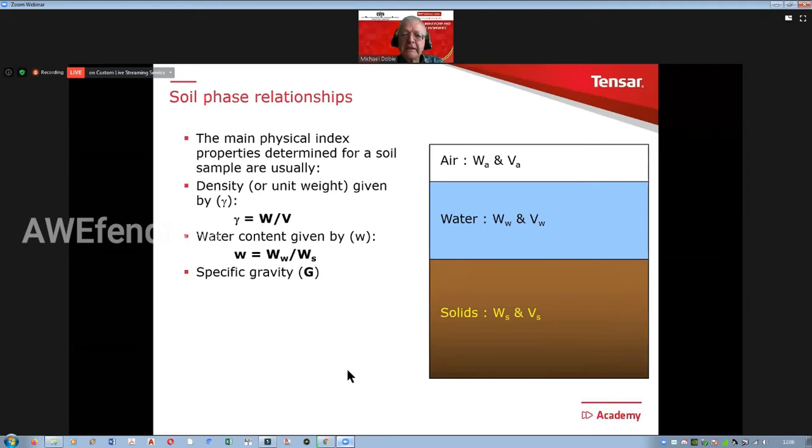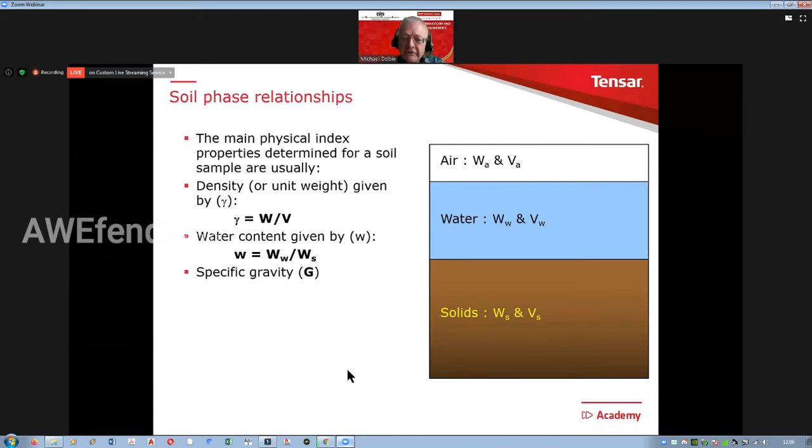Now, you need to be aware that when we get soil data in our reports, we basically only get three things that are measured. We get the density or unit weight, depending on how it's expressed. We get the water content, of course, we're always looking for that in our report. And we get the specific gravity. Everything else, like void ratio or porosity or degree of saturation, is going to be derived from those three using some of those clever relationships.